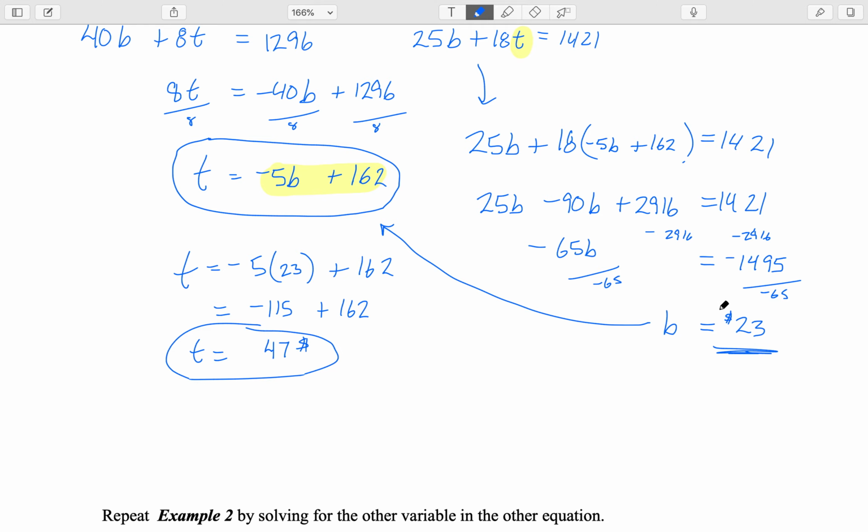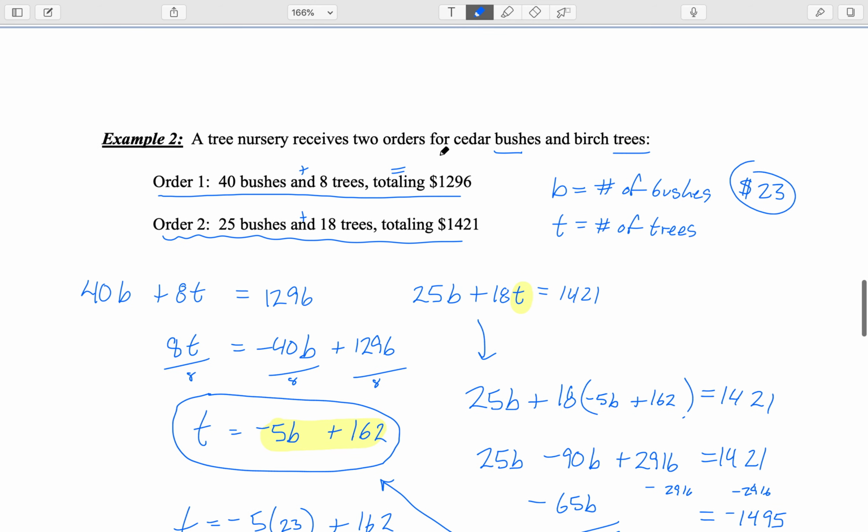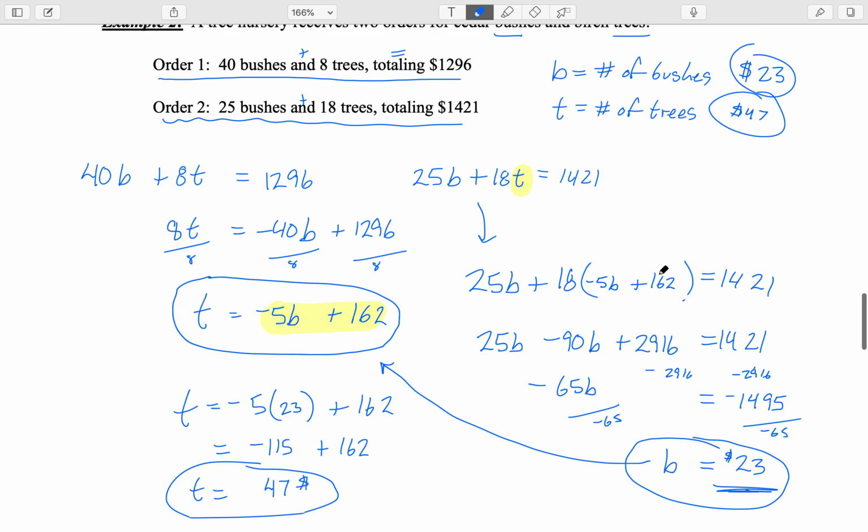So trees are 47, bushes are 23. So yeah, I can actually put that up here. Trees are 47, bushes are 23.